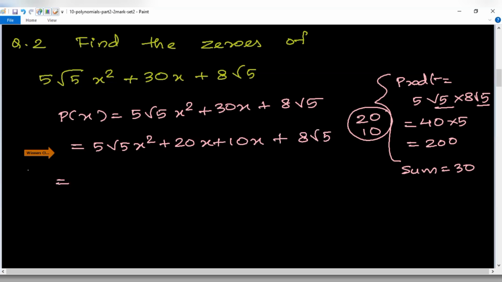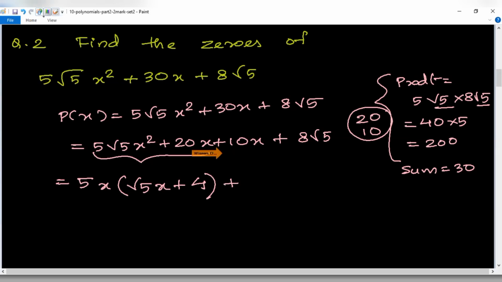Okay. Now for the first two terms, it is clear that 5 is common here and x is also common here. So we will take 5x outside. When 5 is taken out, root 5 is left here. And 1x is taken, so 1x is left here. And from 20 also we took 5, so 4 is left and x is taken out.